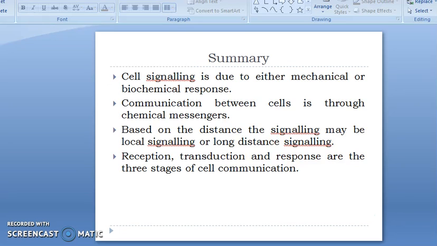And coming to the summary of this topic, once again I would like to give the highlights. Cell signaling is due to either a mechanical or biochemical response. Communication between the cells is through chemical messengers. Based on the distance, signaling may be local or long distance signaling. Finally, reception, transduction and response are the important stages of cell communication.